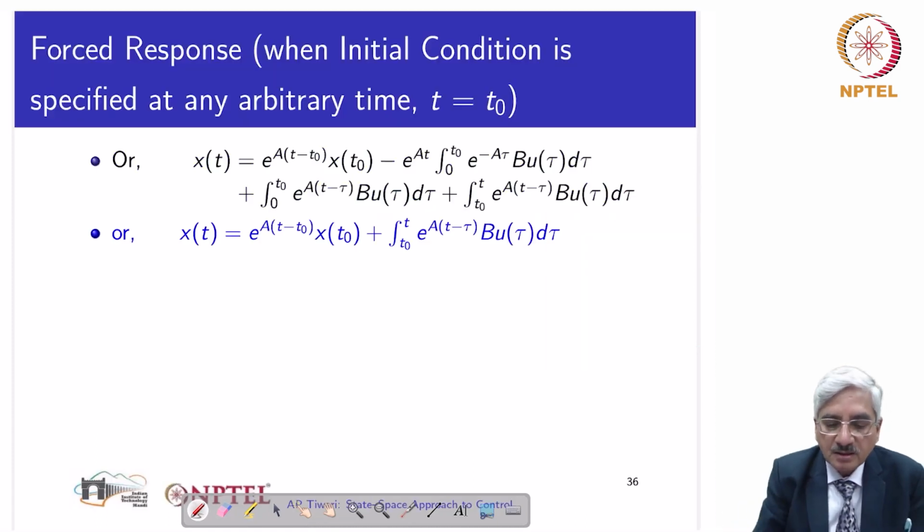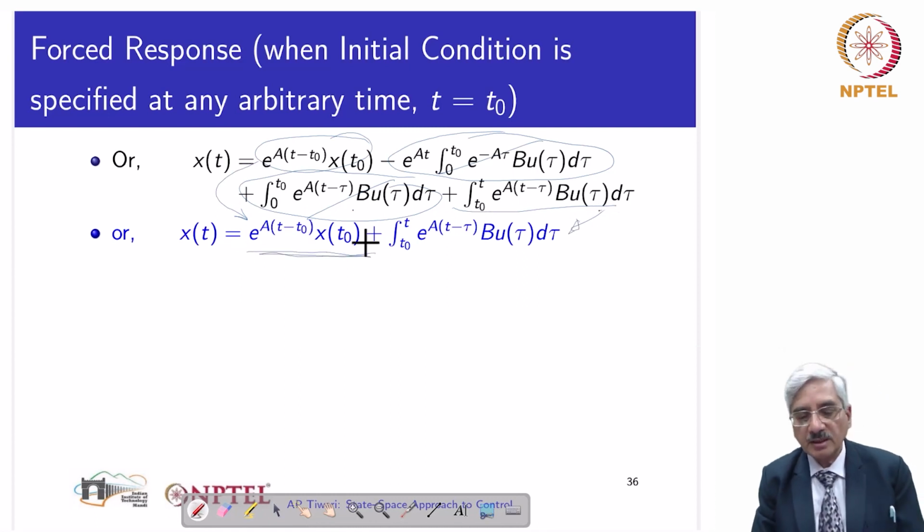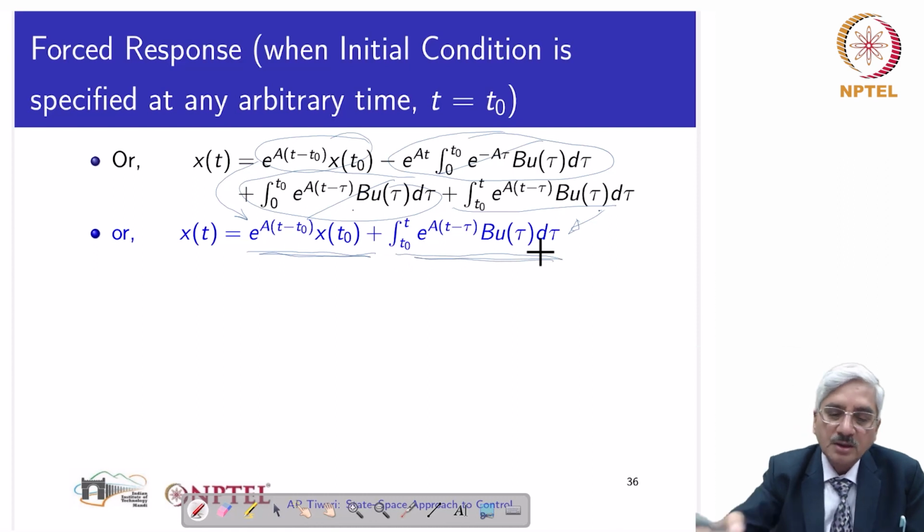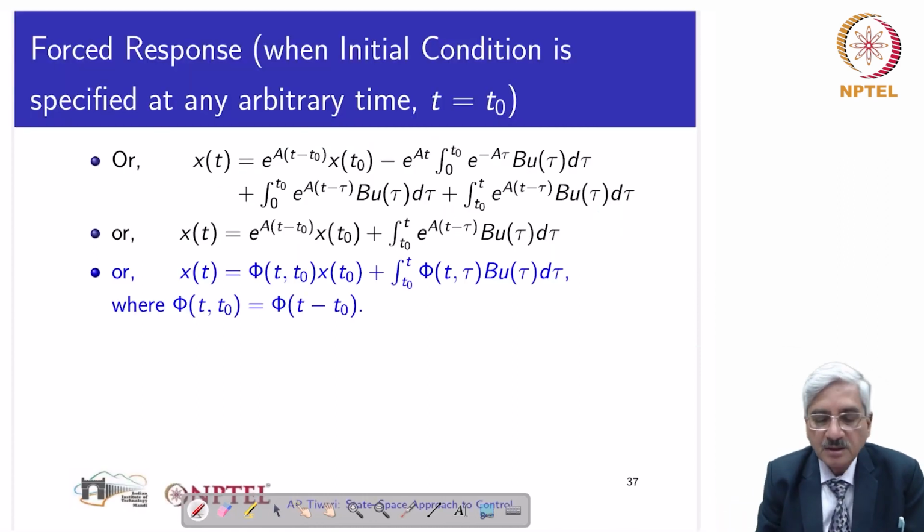So we recognize that this one and this one will cancel with each other. These two cancel, leaving this one here and this one here. So x(t) is obtained as e^(A(t-t0)) x(t0) plus the integral from t0 to t of e^(A(t-tau)) B u(tau) d tau. This is the solution of state x(t) given the initial condition at any arbitrary time t0.